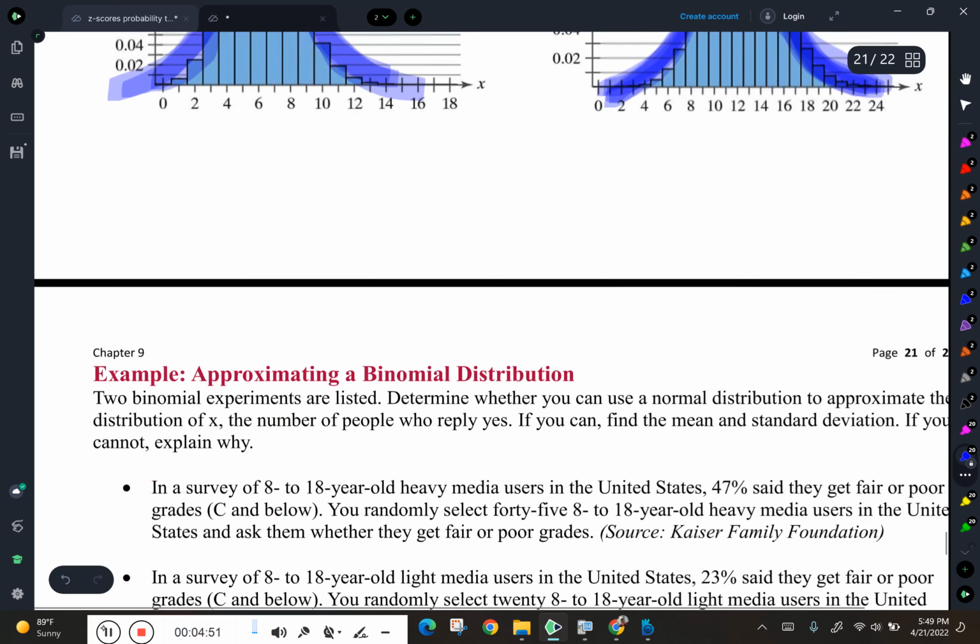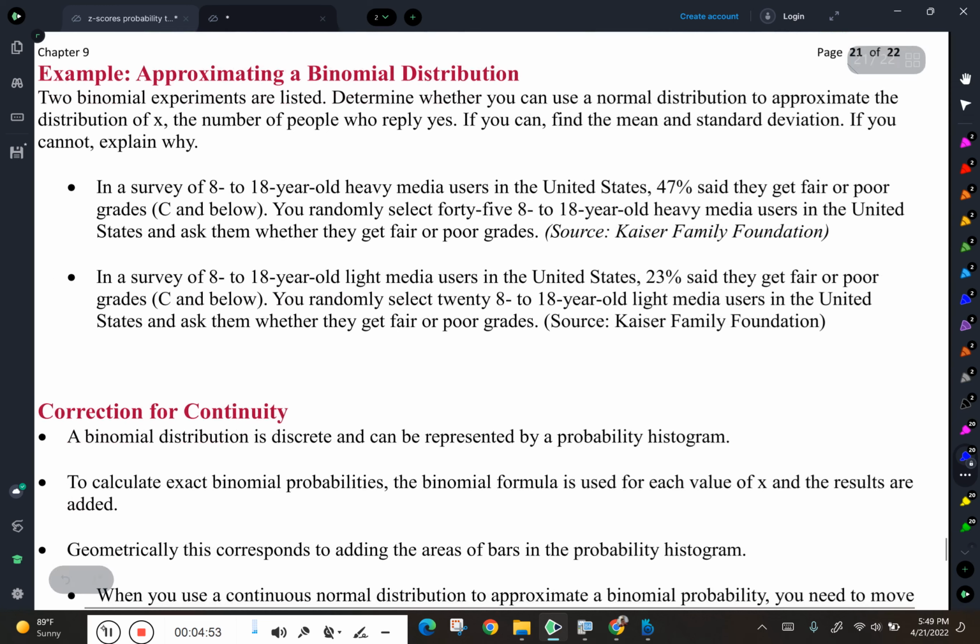Right? So here I have two binomial experiments. My job is to determine whether I can or cannot use a normal distribution to approximate these. So just some review to remind us what binomials look like. I'll start with the first one here. Okay. In a survey of 8 to 18-year-old heavy media users in the United States, 47% said they get fair to poor grades, C or below.